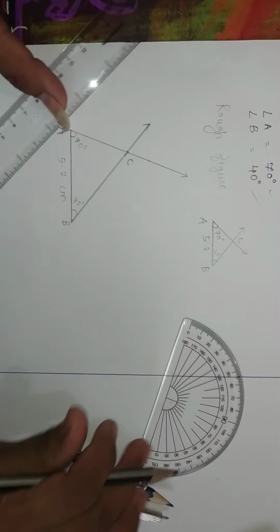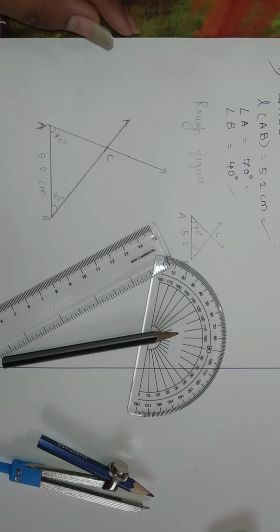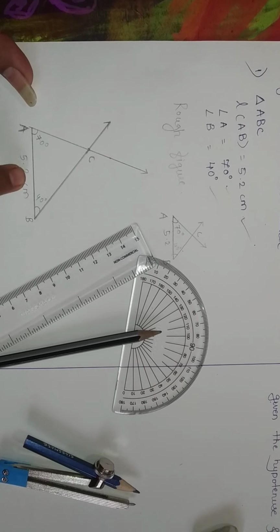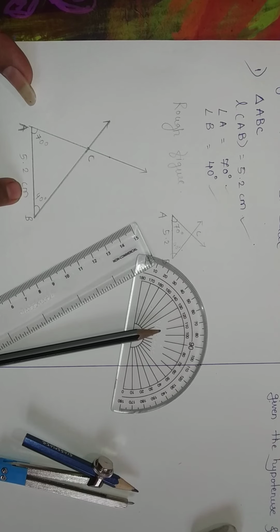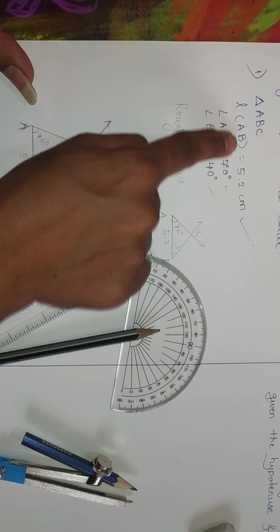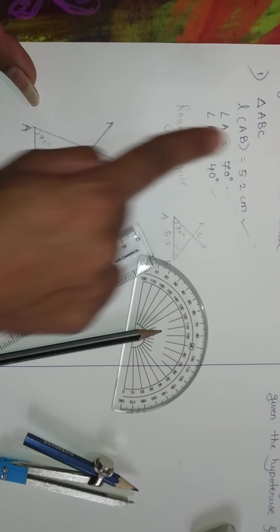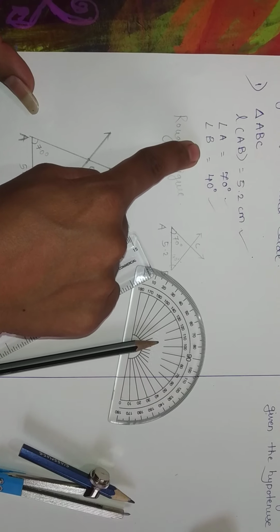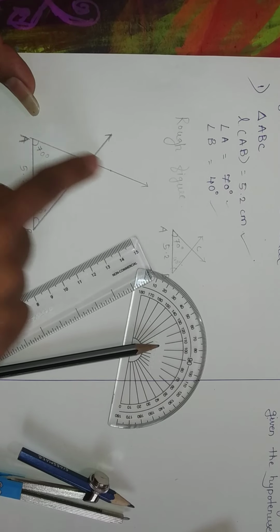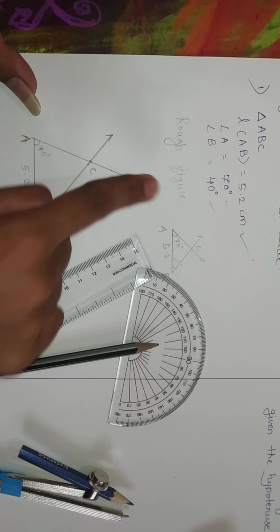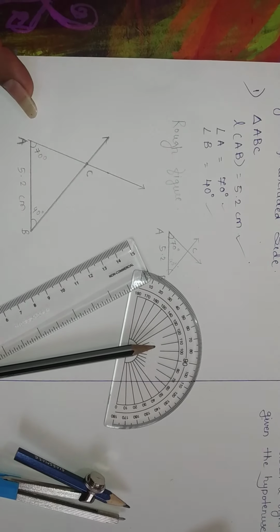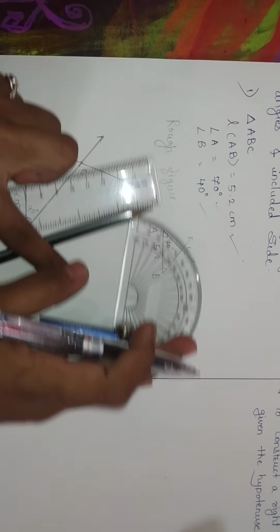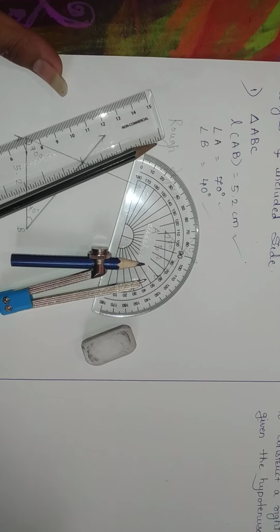It means that with the help of a scale, protractor and pencil, we can easily construct a triangle when two angles and the included side are given. One side is there, that is 5.2 centimeters. If you observe, side AB is given, so A and B are the end points. Angles A and B are also given in front of you. Angle A, 70 degrees, we can draw with the help of the protractor, and angle B, that is 40 degrees, again we can draw with the help of the protractor. So you can easily get the triangle.